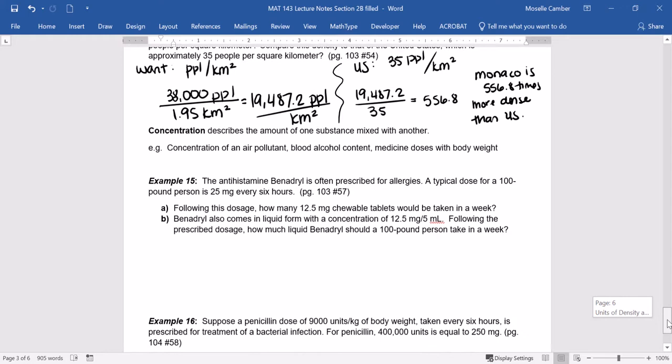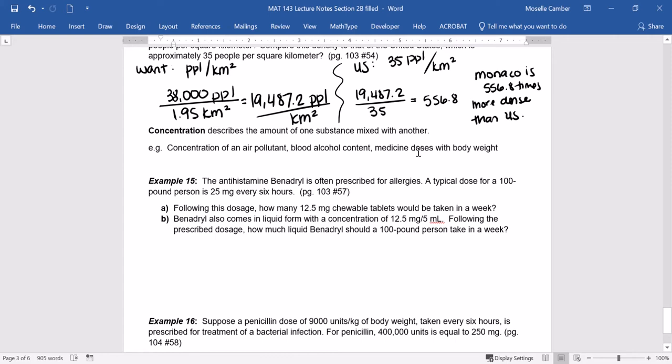Okay, concentration. Concentration describes the amount of one substance mixed with another. So, especially for medicine, it'll be how much medicine is in that amount of liquid. You can talk about air pollutants, blood alcohol content, or medicine dosages.